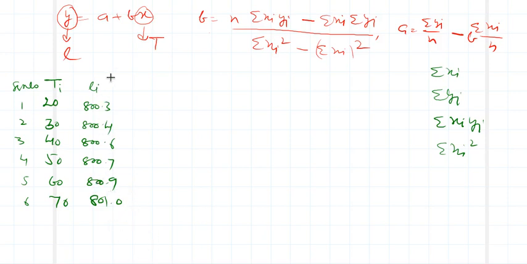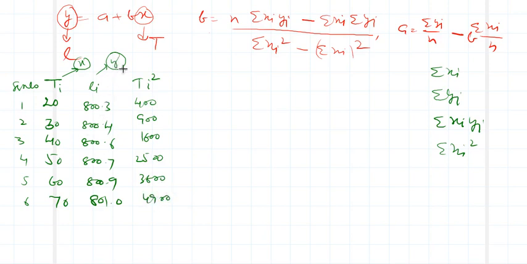Now let me write down Ti square, which is sitting in place of xi square. So Ti square can be written as 400, 900, 1600, 2500, 3600 and 4900. And after that I need TiLi, meaning both get multiplied. So TiLi is this one.